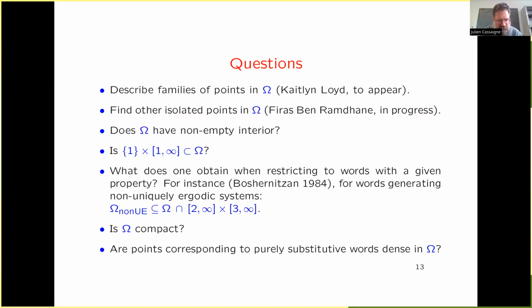Maybe something which is more reachable is, can you reach in omega any point on the vertical axis? So you want to have alpha equal 1 and any specified value of beta. And this is probably not too difficult to construct using, for instance, some S-adic construction. It will not be a fixed point of a substitution to get this.